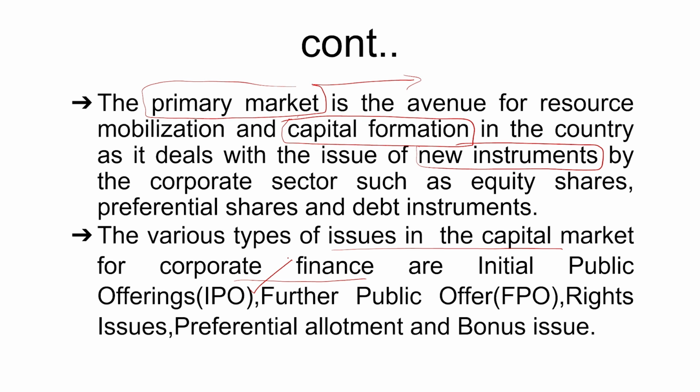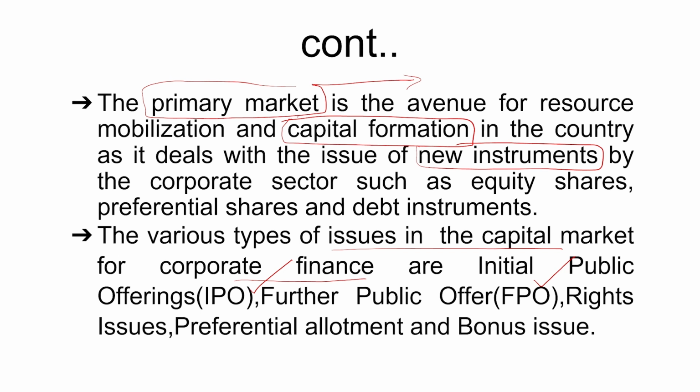So, IPO is the famous way when the company issues the securities for the first time, and when it is other than the first time, that is known as FPO, further public offer. Right issue means when the company decides to issue its securities only to the existing shareholders, and preferential allotment and bonus issue are also forms of issuing securities with different features.